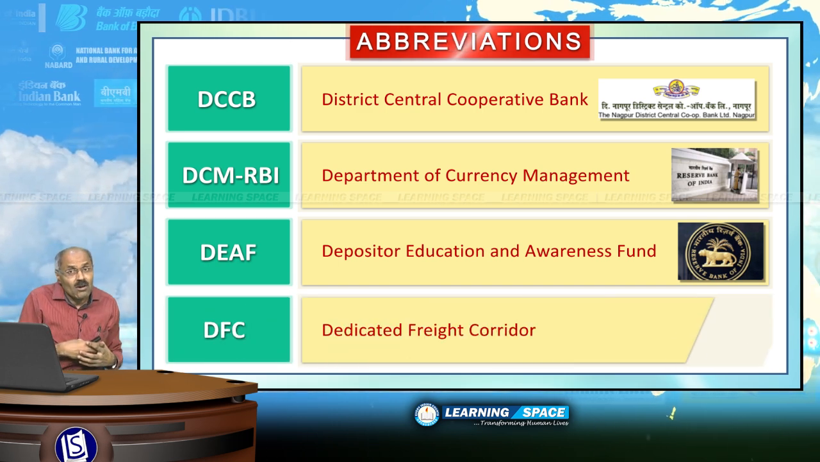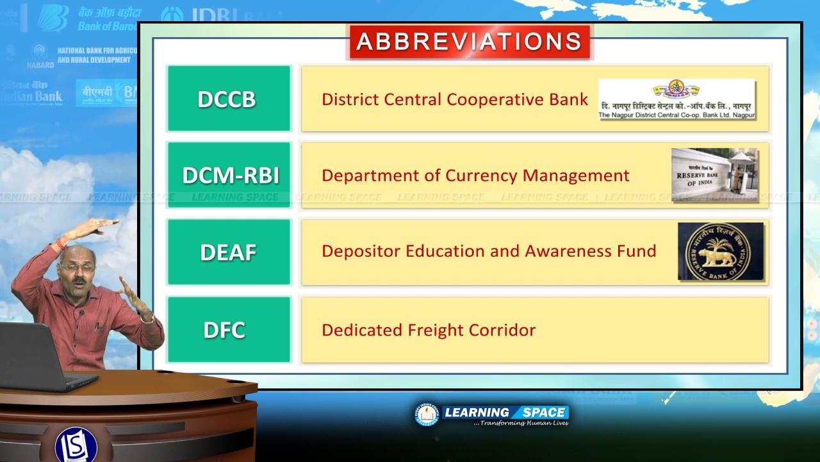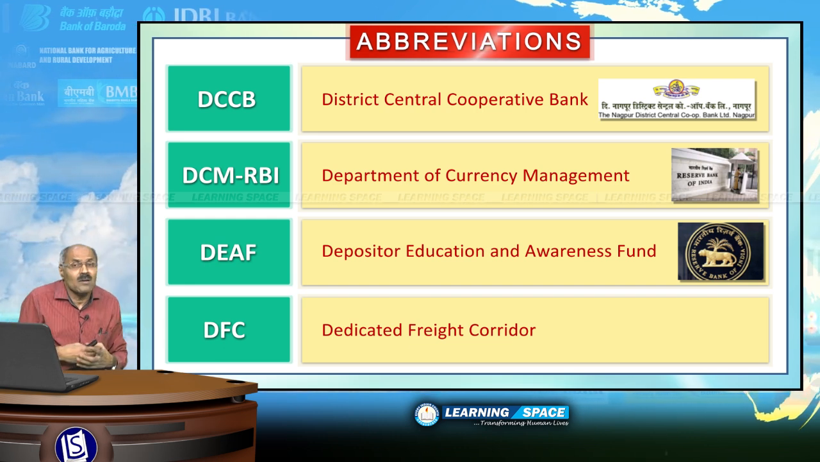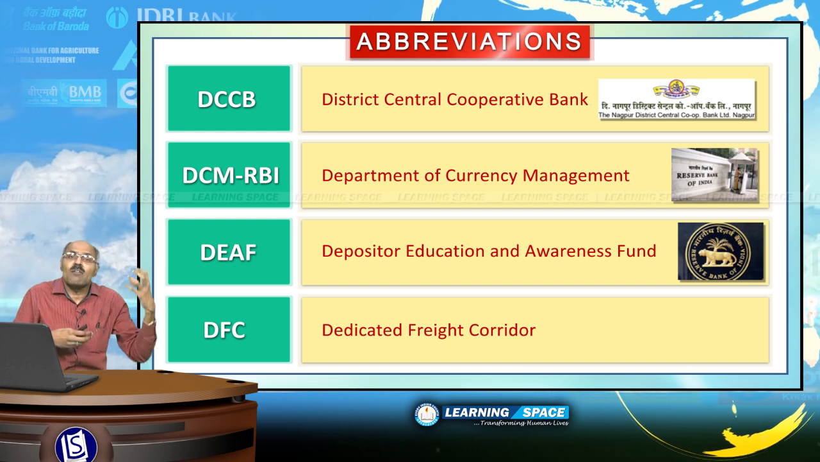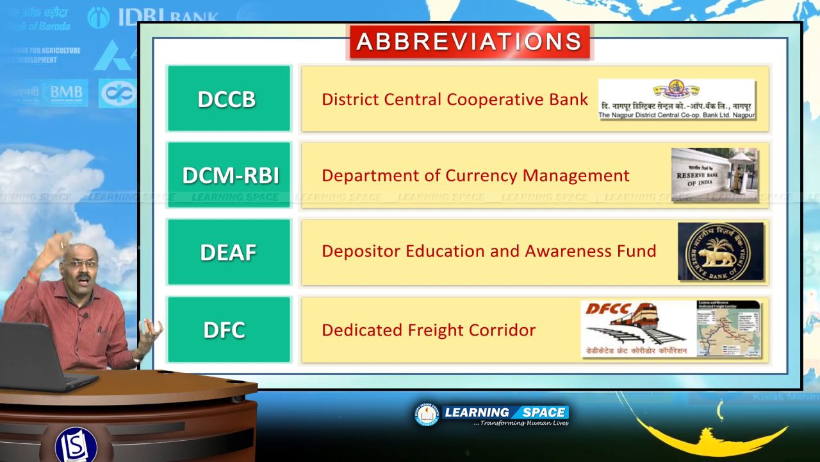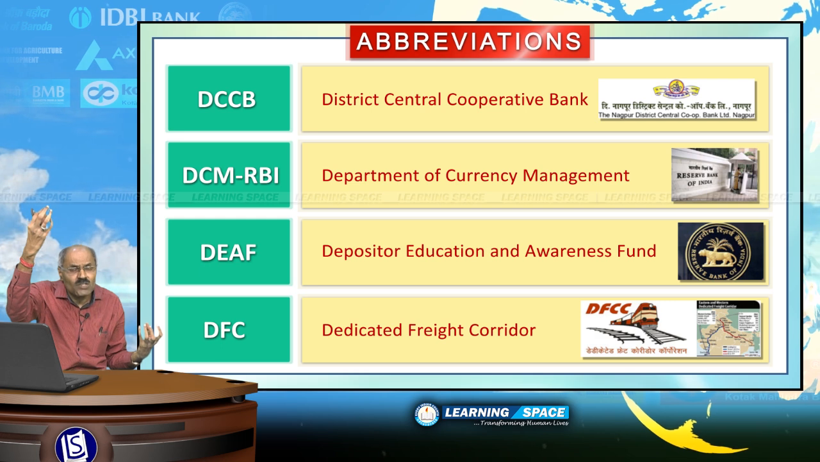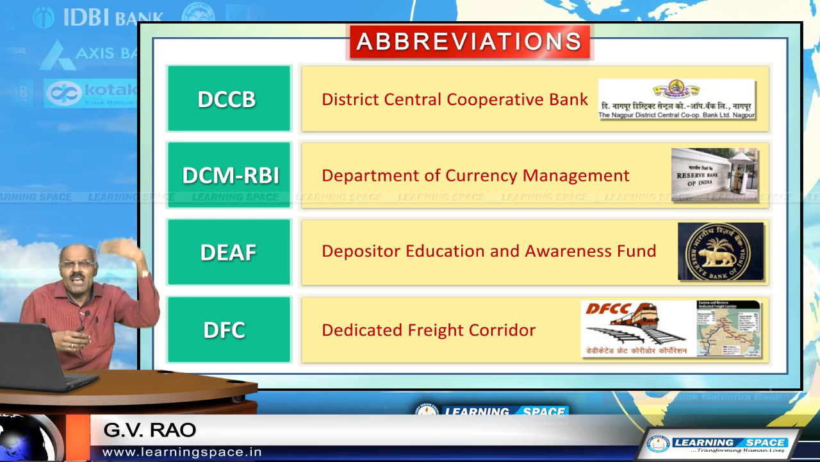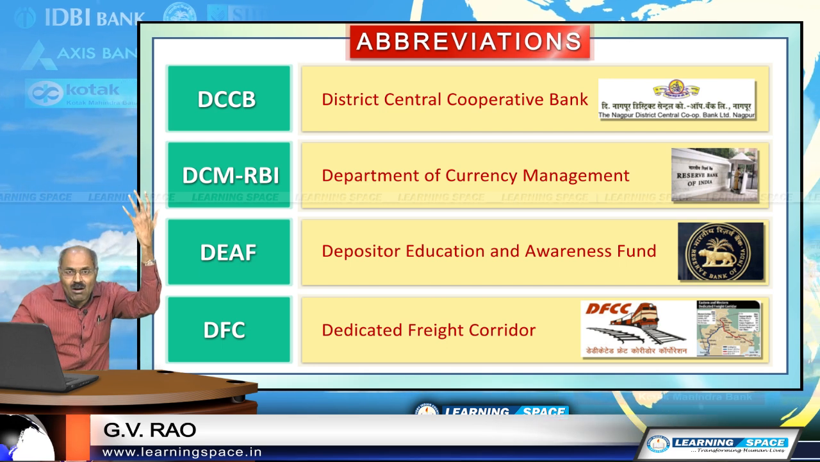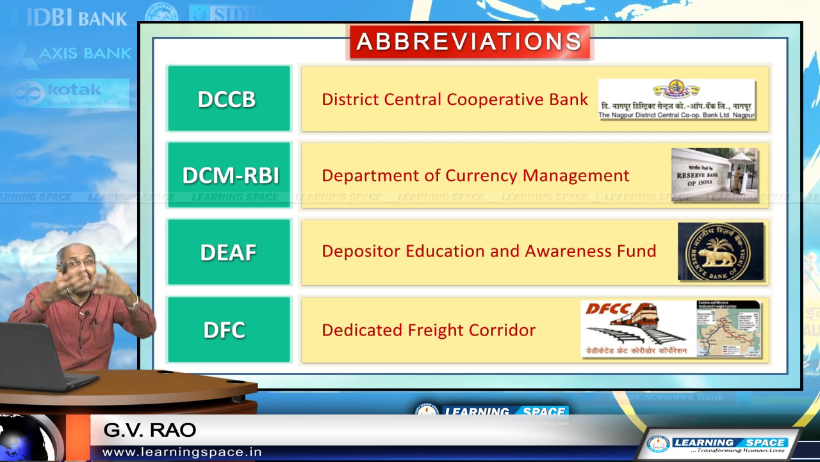DFC, Dedicated Freight Corridor, Western Corridor, Eastern Corridor, 2 corridors are coming up. These are exclusive freight corridors. These are from Jawaharlal Nehru Port Trust in Mumbai to Dadri, and at the same time the Eastern Corridor starts from Ludhiana to Dankuni in West Bengal. Please don't forget, these are the railway corridors.